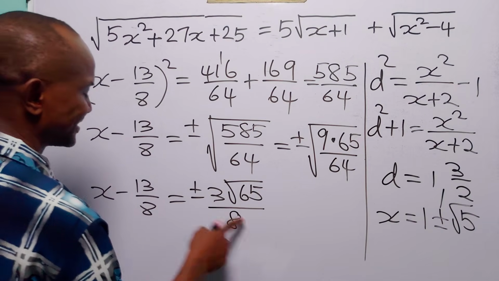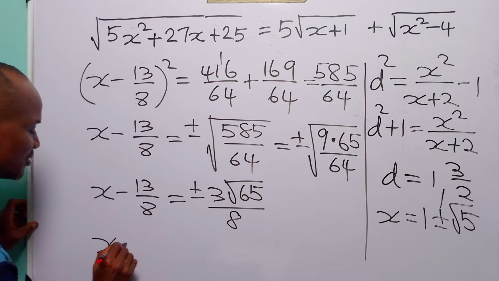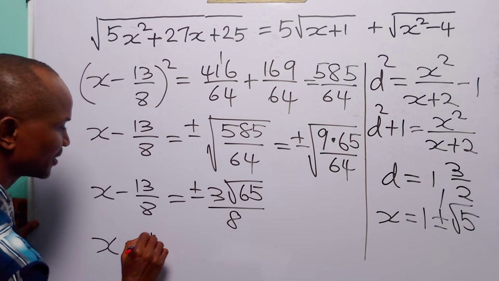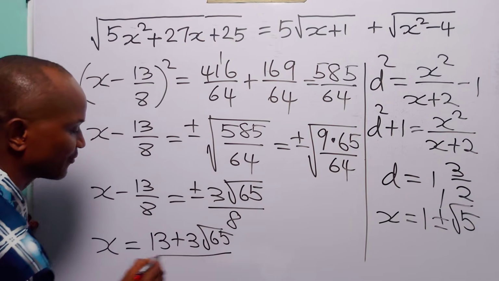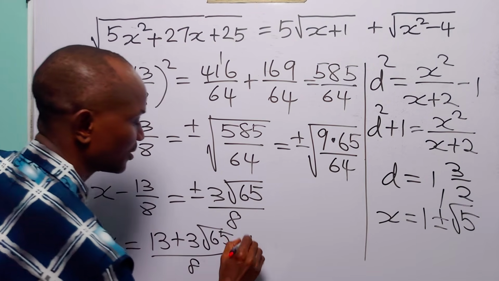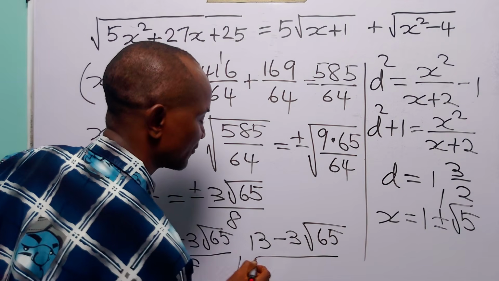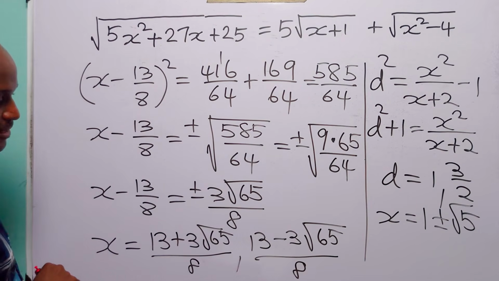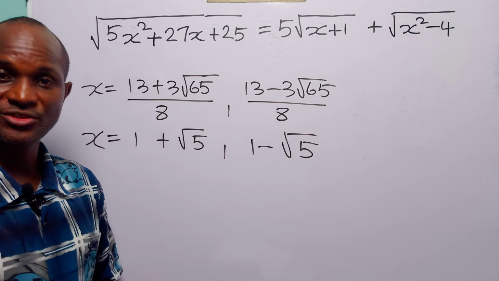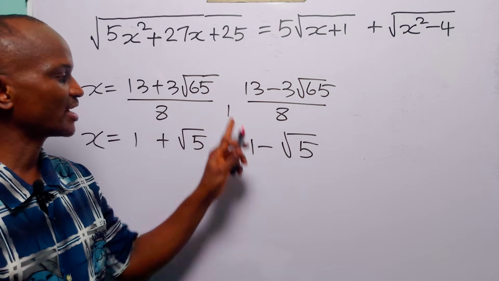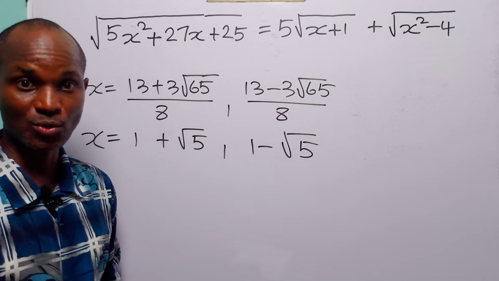So when we add 13 over 8 to both sides of this equation, then we have two values for x. We have 13 plus 3 root 65 over 8, or 13 minus 3 root 65 over 8. And finally, we have four values of x. Now, the question is, do all these four values satisfy the original equation? Of course, you know that they don't.